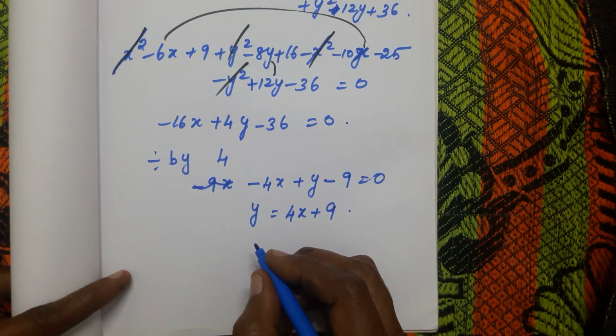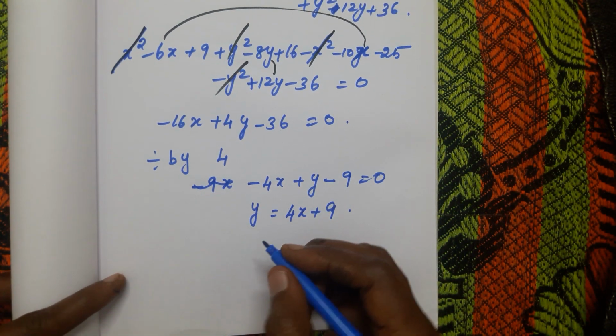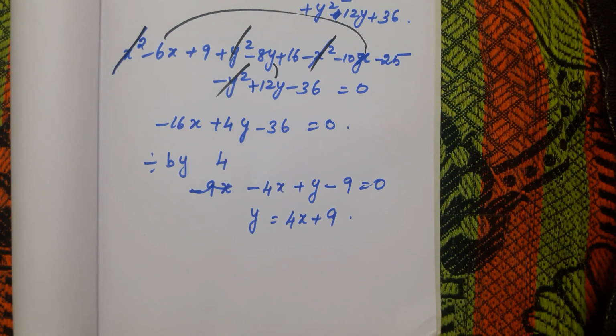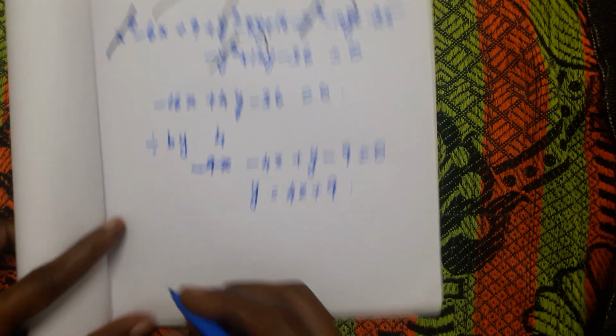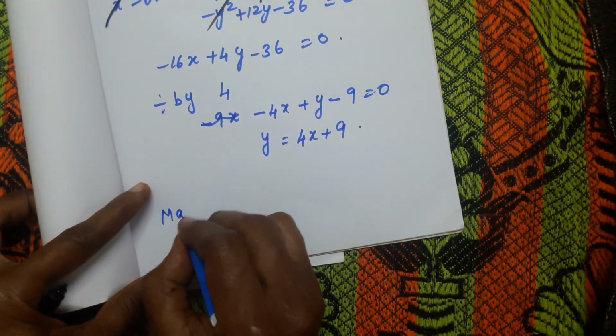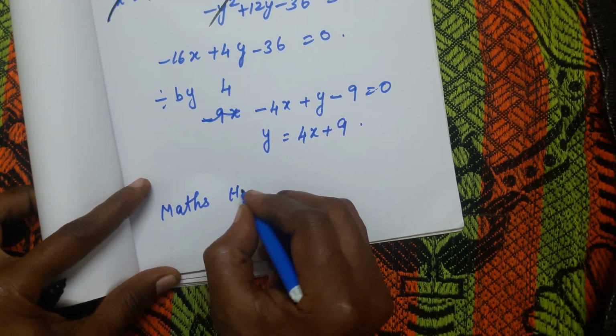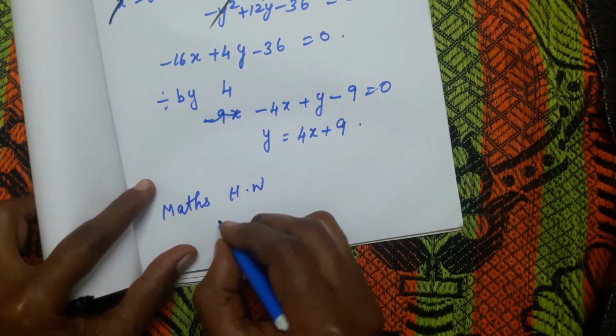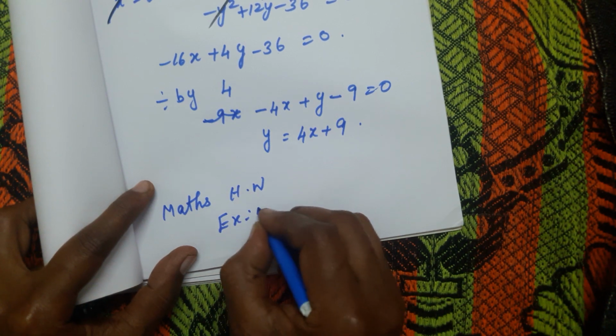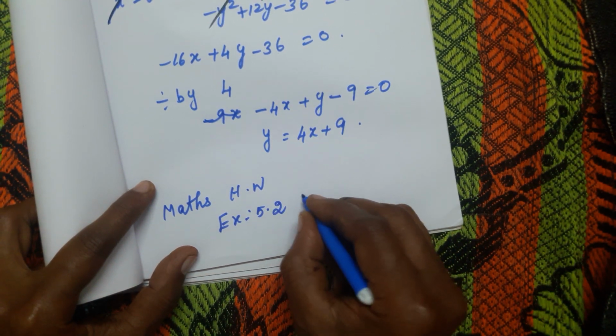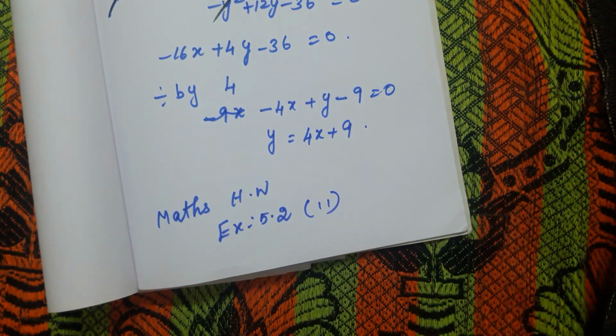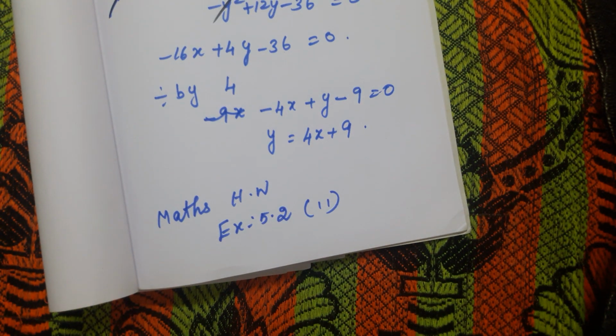Can you understand this? Okay, only one problem I am going to give as homework. You have to do the homework problem: exercise 5.2, the 11th problem. It is the same as that example 5.11. Can you do that? Okay, thank you students.